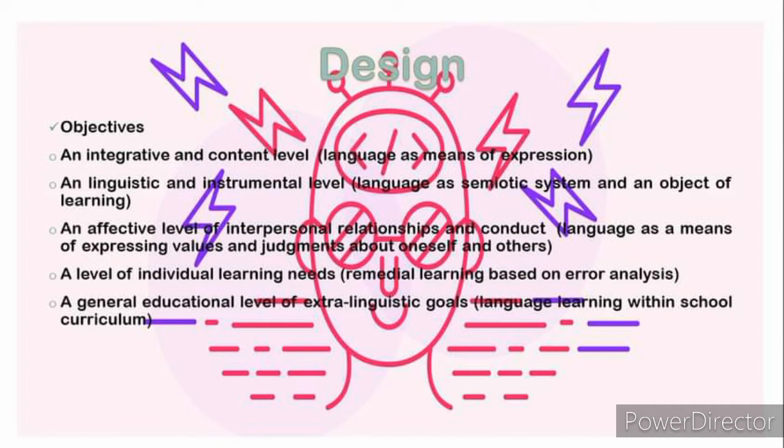The following are levels of objectives in a communicative approach. 1. An integrative and contact level. 2. A linguistic and instrumental level. 3. An affective level of interpersonal relationships and conduct. 4. A level of individual learning needs. 5. A general educational level of extralinguistic goals.